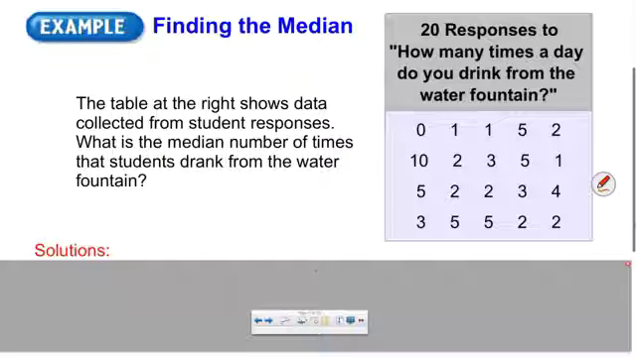Can you give me from least to greatest the numbers that are in the table? 0, 1, 2, 3. Okay, 0. How many ones did we have? 3 of them. Okay, you guys agree with that? 3 ones? Okay, then what's the next number up? 2. How many 2s did we have? 6 of them. Do you guys agree there's 6 2s?